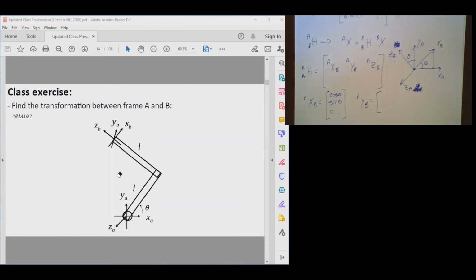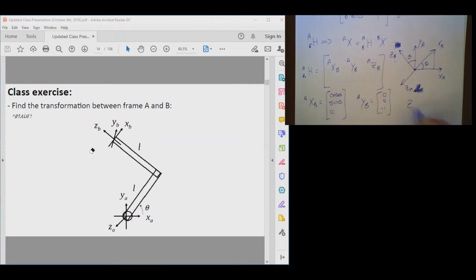What is YB in frame A? If you look at the presentation, we know YB is in the opposite direction of ZA, right? So it's going to be 0, 0, minus 1. Why is it minus 1? Well, YB has no component along XA, nor any component along YA. It is in the opposite direction as ZA, so it's going to be minus, right?